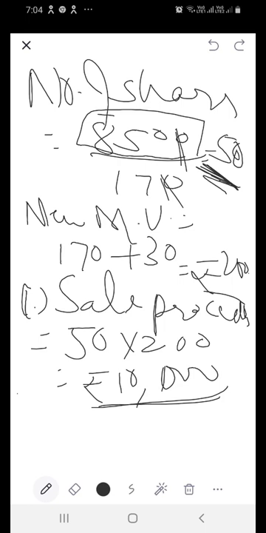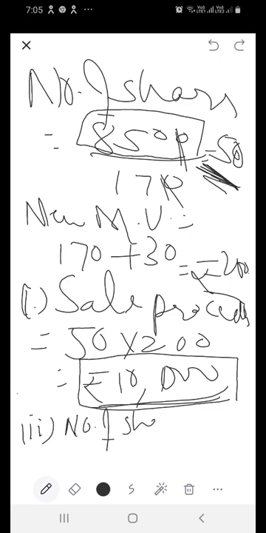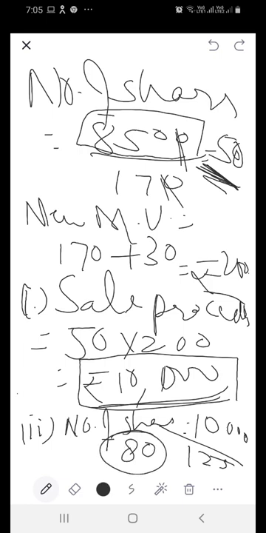Now in the second part, you have to find the number of rupees 125 shares he buys. So now the sale proceeds become the investment for the second company. Now you have to find in the second part the number of shares. Number of shares is investment, which is 10,000, divided by 125. And 10,000 divided by 125 gives you 80. So he bought 80 shares of the second company.